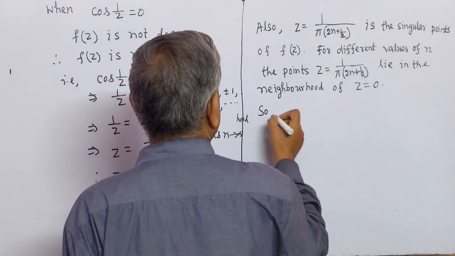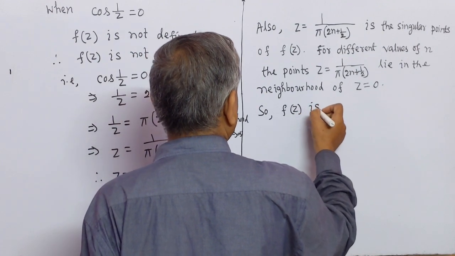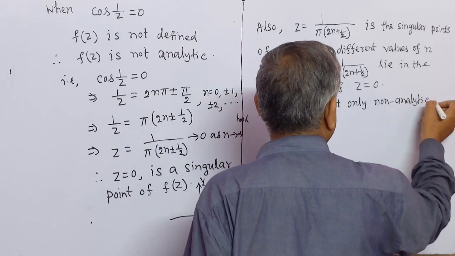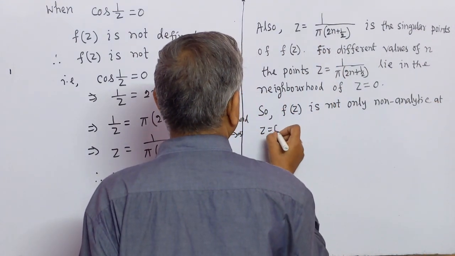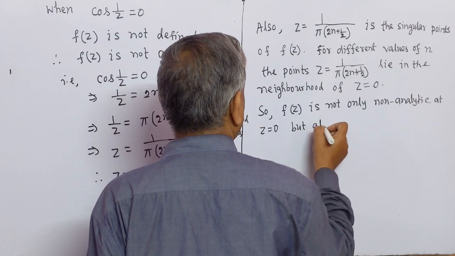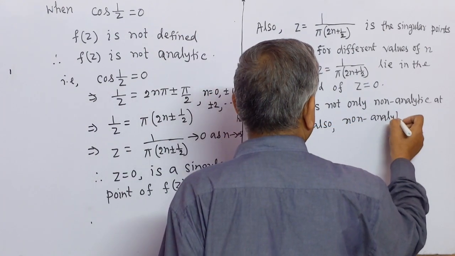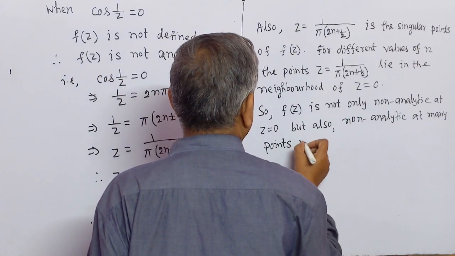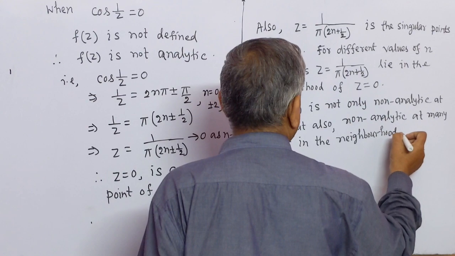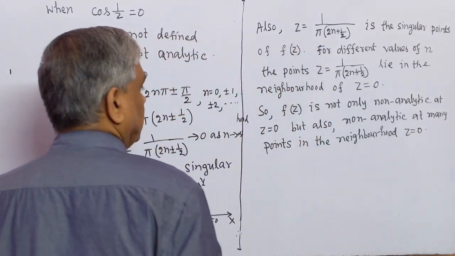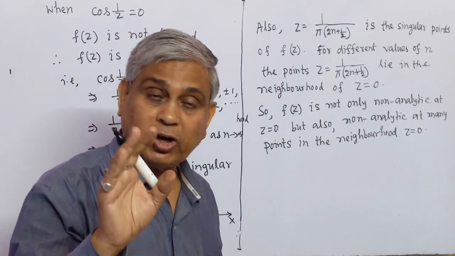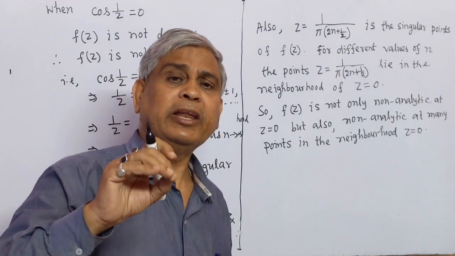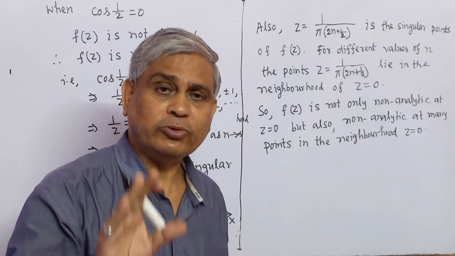So f(z) is not only non-analytic at z equal to 0, but also non-analytic at many points in the neighborhood of z equal to 0. So here we see that f(z) is not analytic at z equal to 0, and f(z) is not analytic at many points in the neighborhood of z equal to 0.